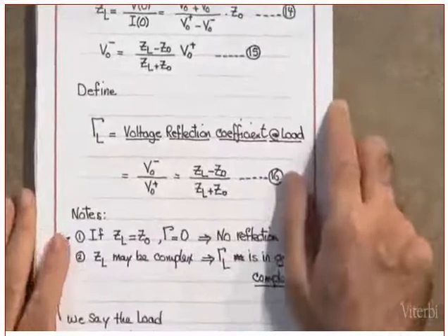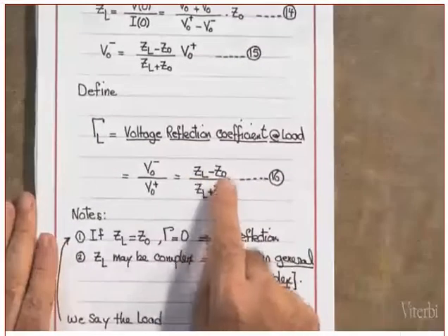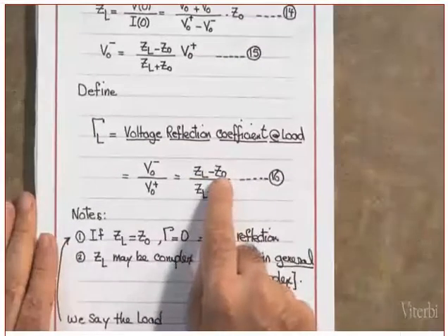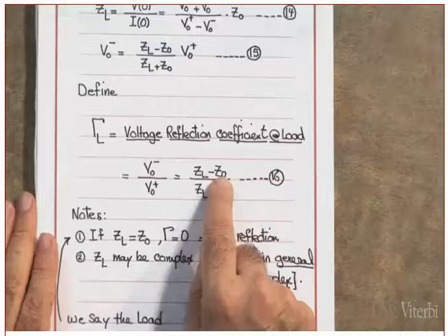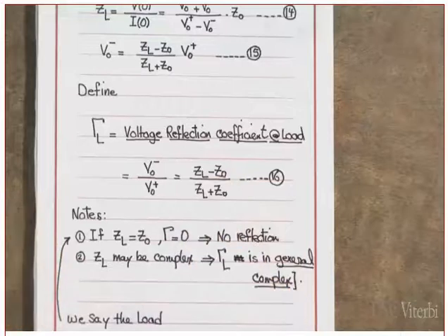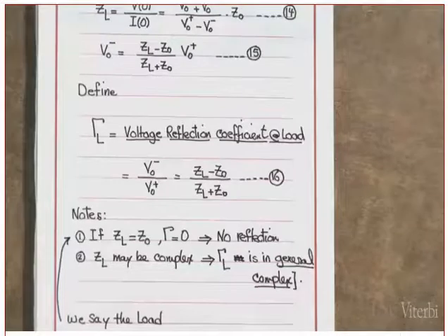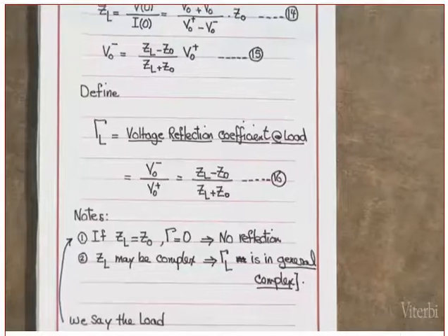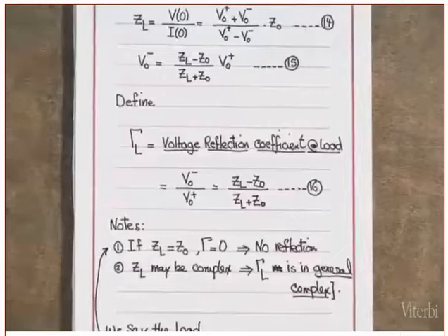Cases. Let's see if you can help me. If ZL is equal to Z naught, what do I say first of all? I say the load is matched to the line. Did you get this or not? The load is matched to the line.